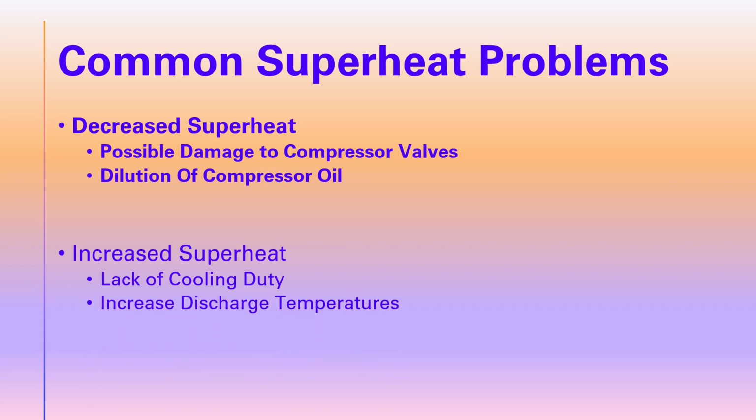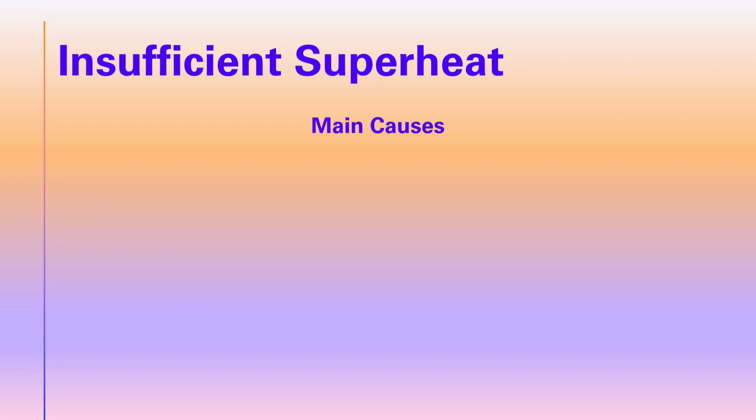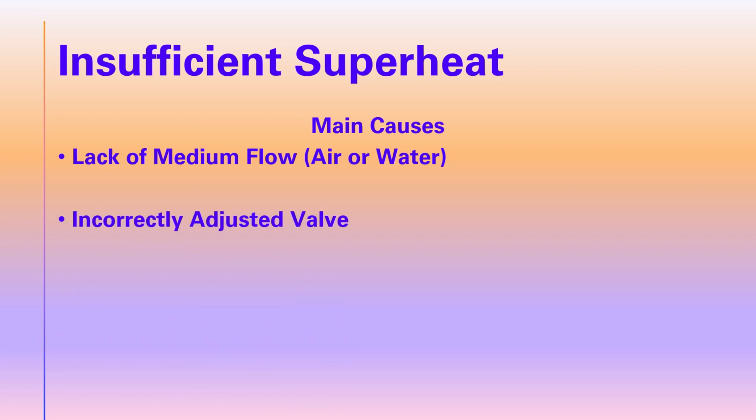Some of the main causes of insufficient superheat would be a lack of medium flow, air or water going through the evaporator. It can also be a big ice build-up, which will stop your heat transfer. An incorrectly adjusted valve or poor heat exchange, again, a dirty evaporator or ice build-up.